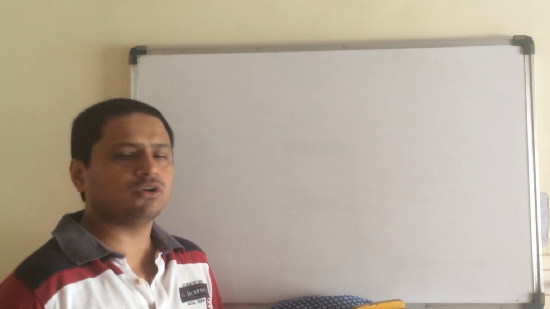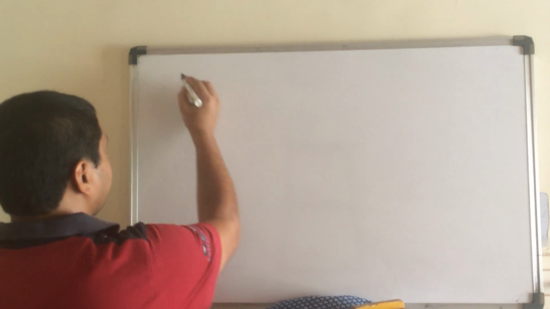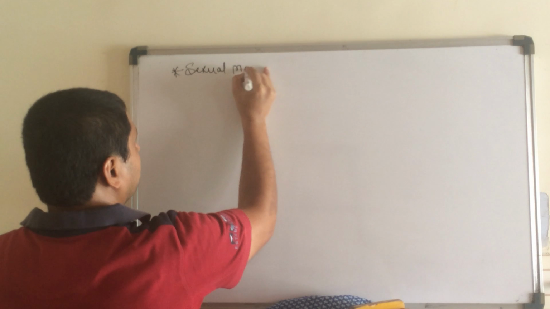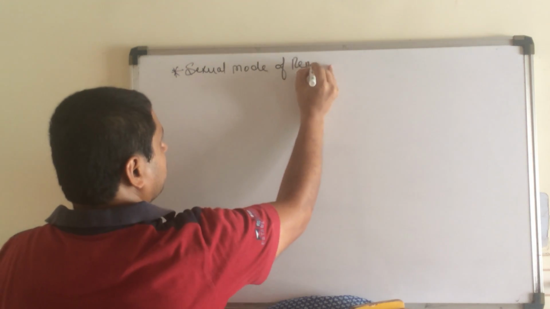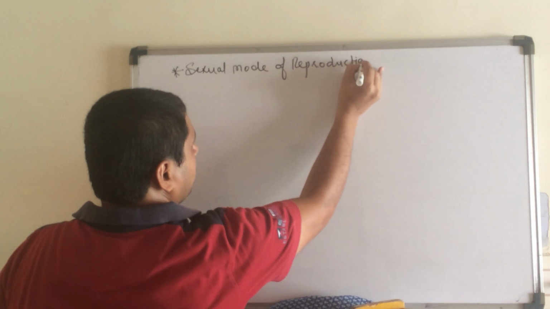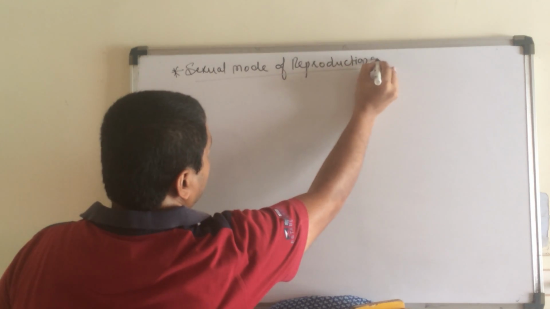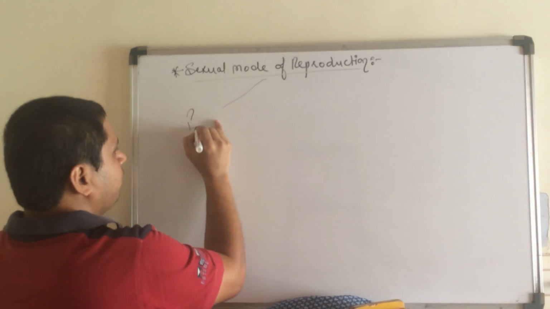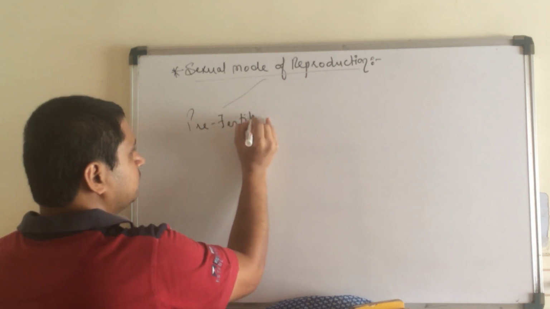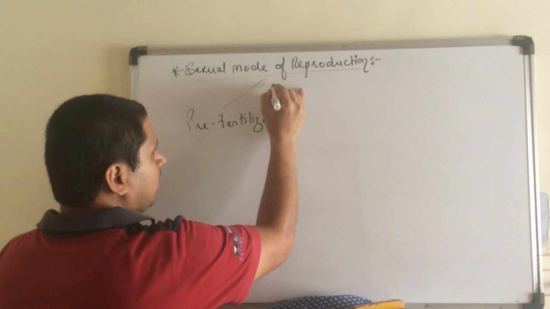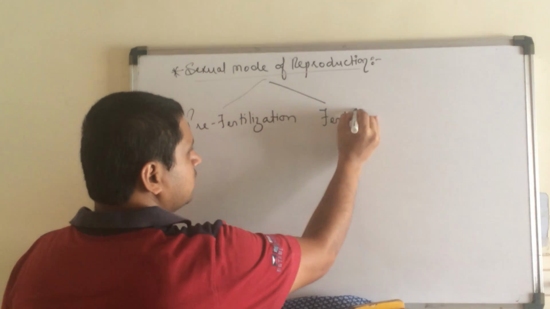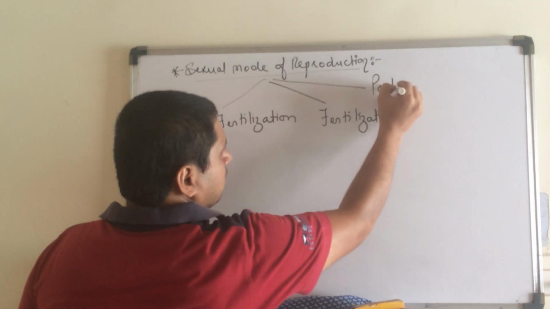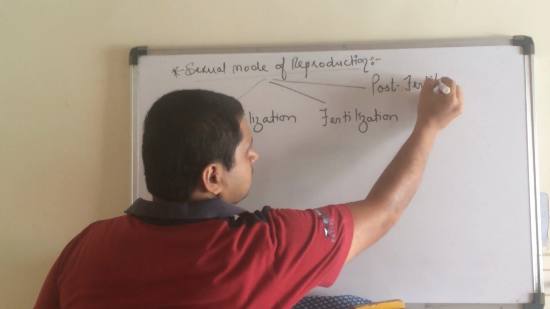Now, in this lecture we shall talk about the sexual mode of reproduction in the organism. Now, sexual mode of reproduction, children, in the organism involves three stages. The first stage is the pre-fertilization. The other one is the fertilization, and the last one is the post-fertilization.